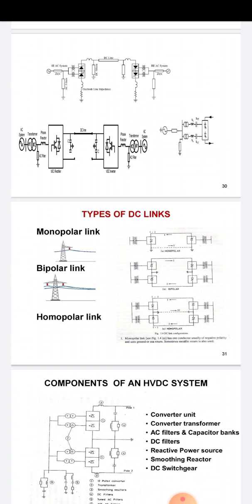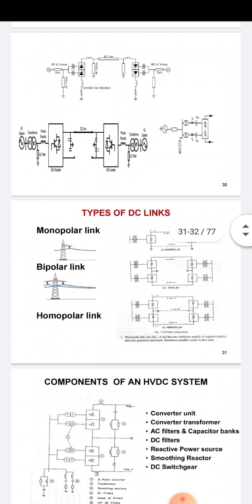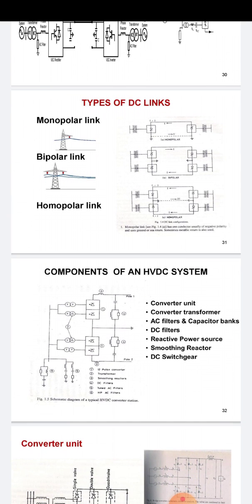Then bipolar link. In a bipolar link, there are two conductors. The circuit diagram is given here. Bipolar in the sense having two conductors, one positive and another one negative. Each may be double conductor in EHV lines. Each terminal has two sets of converters of identical rating in series on the DC side. Then homopolar has two or more conductors all having the same polarity and always operated with ground or metallic return. This is homopolar links.